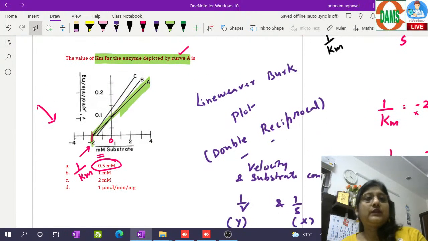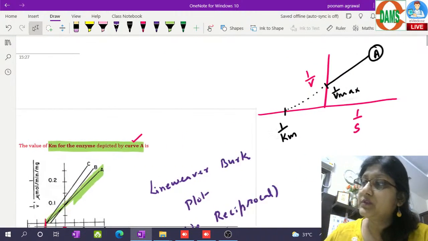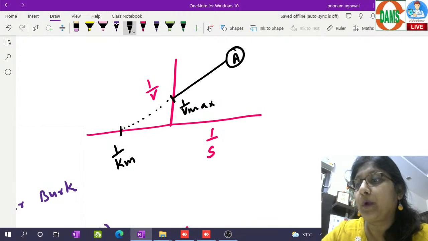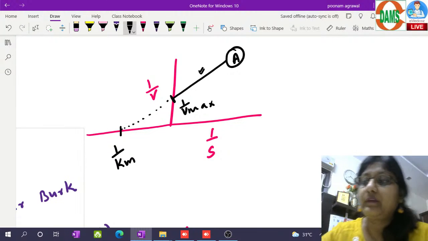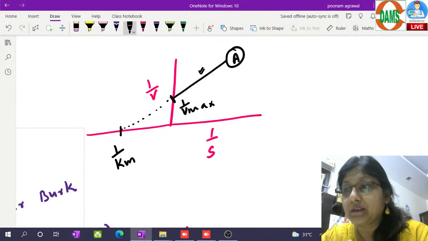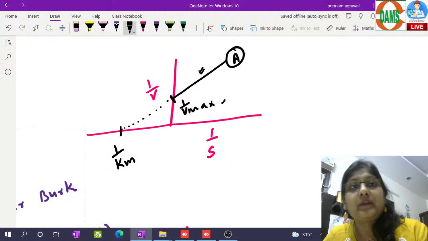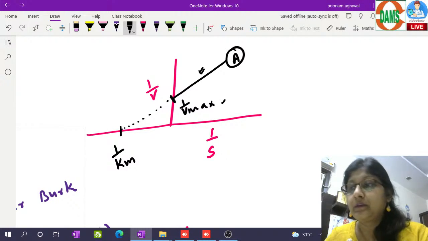Like this, a mini question can be drafted where they can ask you what is the value of Km, what is the value of velocity maximum. As I have told you, the velocity maximum is not represented here. Rather, 1 by velocity maximum is represented by the point which is intersecting the y-axis. The enzyme kinetic line, wherever it intersects the y-axis, that point is denoting the value of 1 by Vmax.